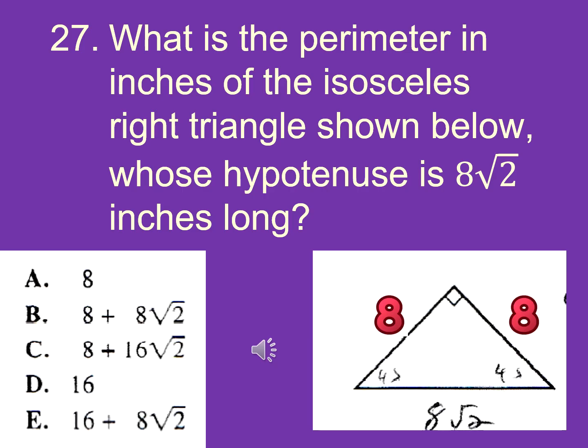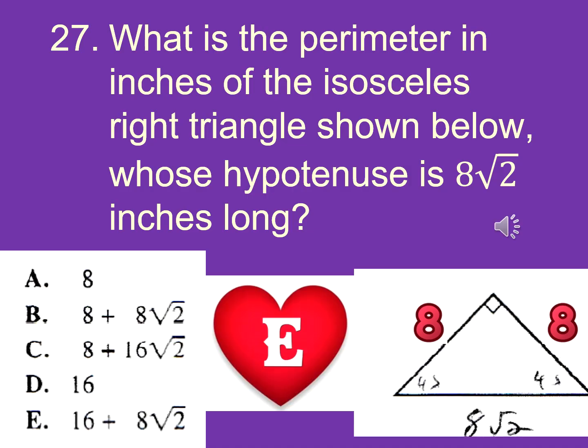So once I know that those sides are 8, I just add up 8 plus 8 plus 8 square root of 2. And when you look at your choices, the only possibility is going to end up being E.